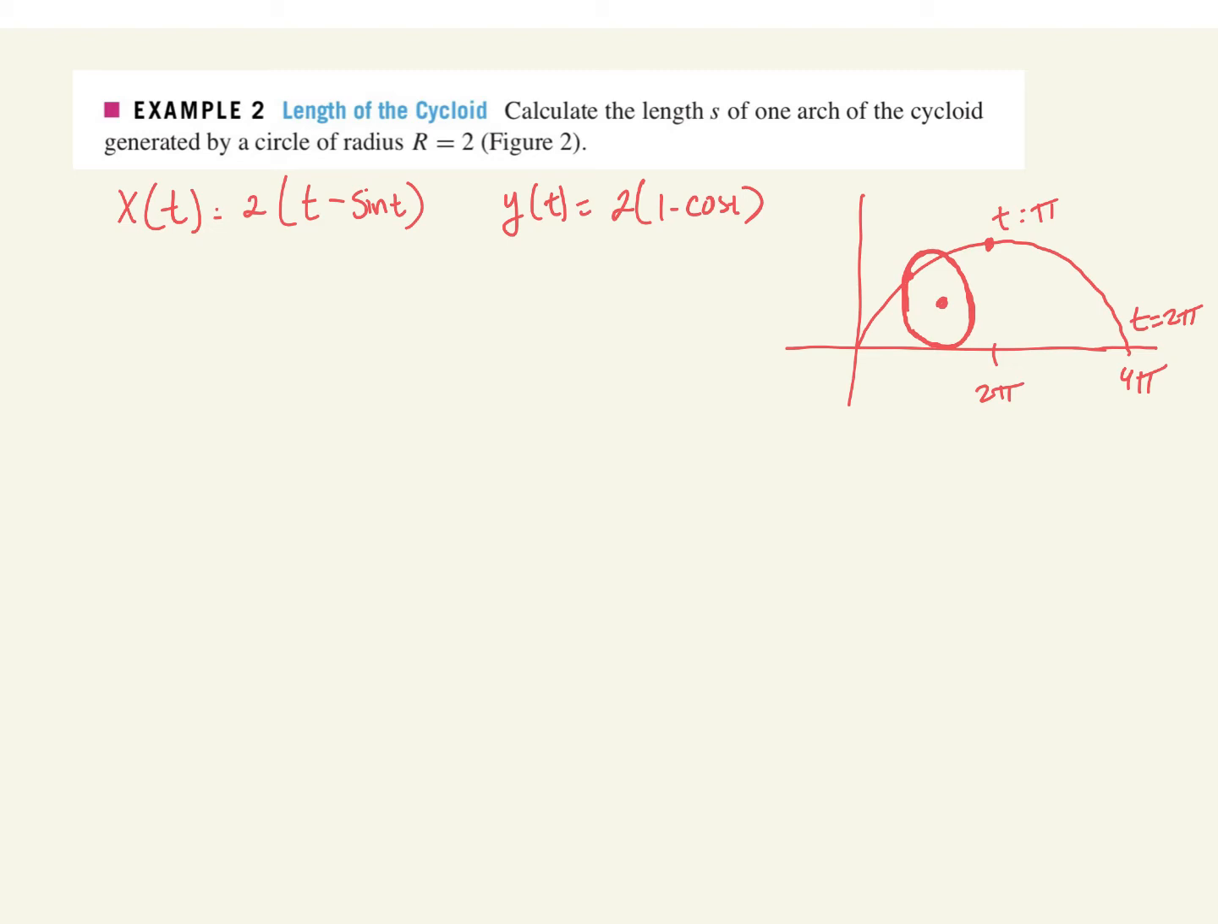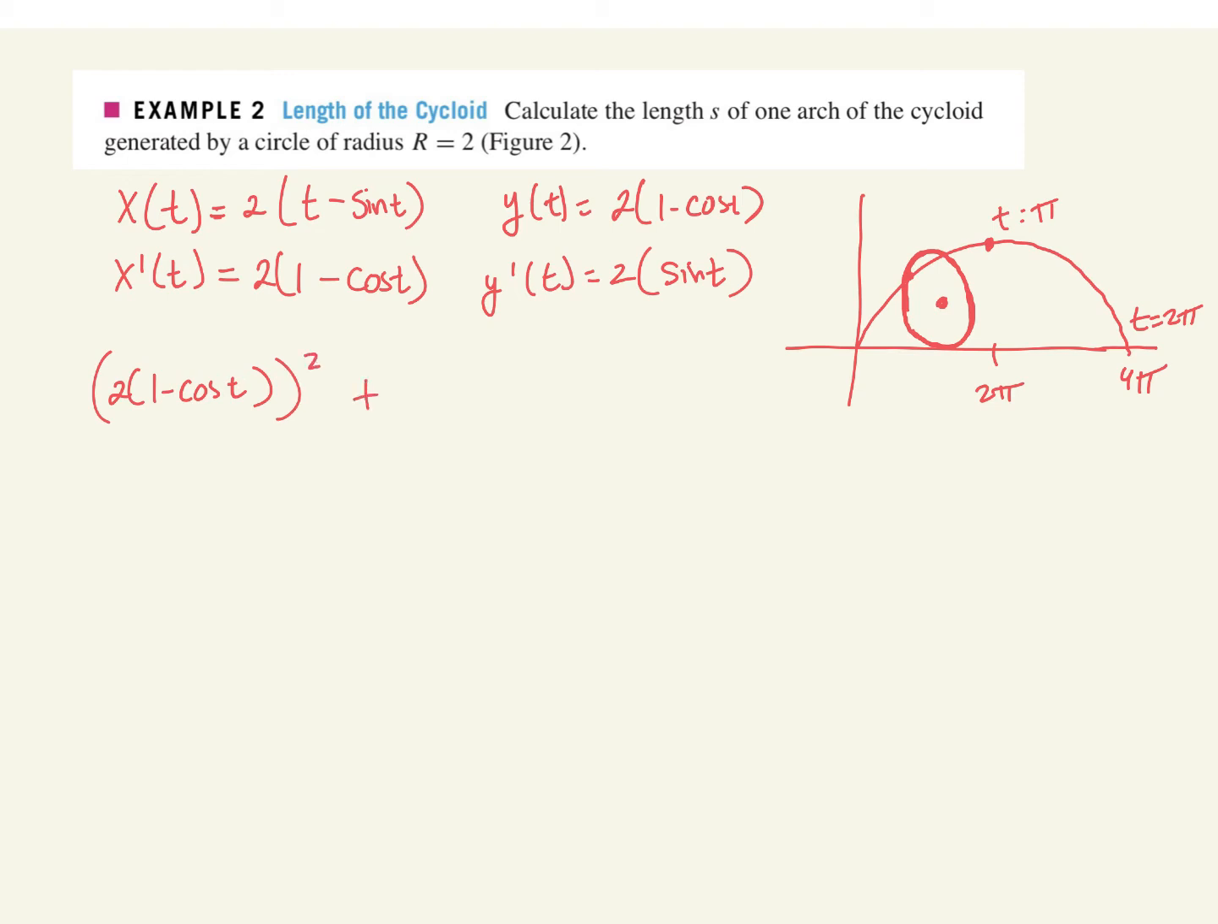All right, so we've got them. We need to derive them. So we would have x prime is 2 times 1 minus cos t, and y prime is 2 times positive sine t. Right. Next level, I need to square both of them and add them together. So we have 2 times 1 minus cos t squared and 2 sine t squared. We want to see where this takes us.